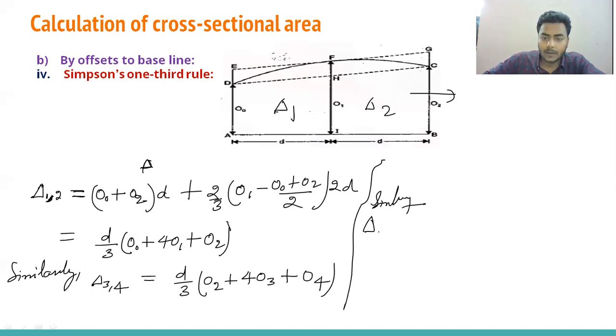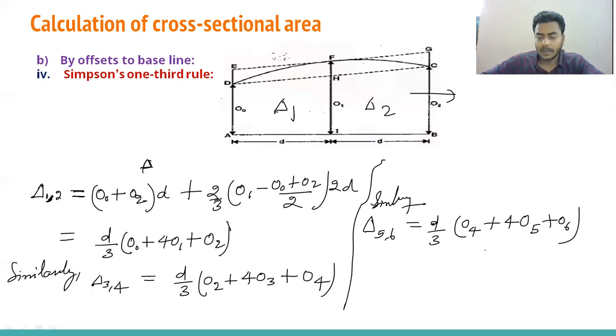Similarly, you can write for delta 5, 6. So that we can write d by 3 into O4, that is 4 plus 4 into O5 plus O6, right? Okay, so now we can calculate the total area.